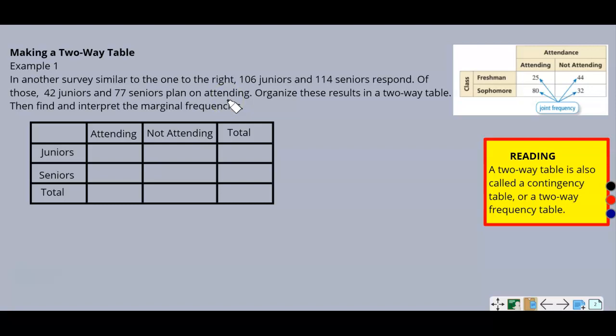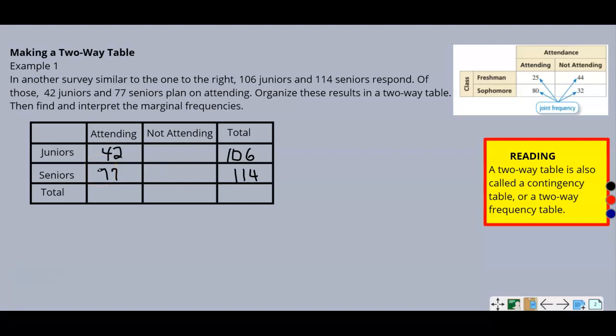Okay, so the first thing we know is there is a total of 106 juniors. We also know that there are 42 juniors planning to attend whatever this is. And then there's 114 seniors. And it says 77 seniors plan on attending. All right, so let's pretend like this is prom or something. We're talking about juniors and seniors, so maybe they're planning prom. They're trying to get a count of how many students are going to be there.